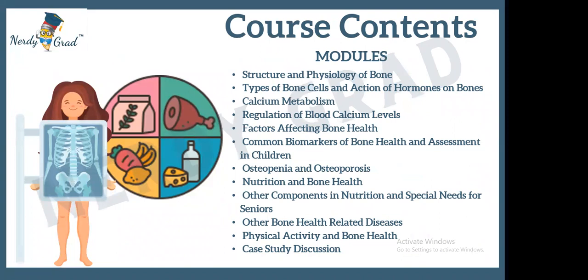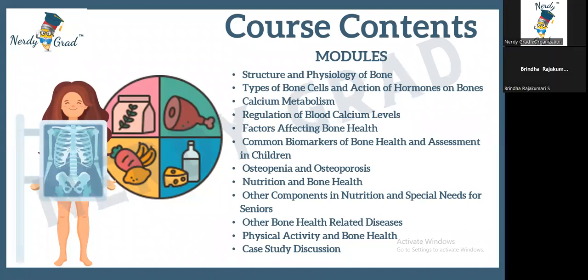So first, we'll be dealing with the 12 modules. The 12 modules in the course include structure and physiology of bone, types of bone cells and action of hormones on bones, calcium metabolism, regulation of blood calcium levels, factors affecting bone health, common biomarkers of bone health and assessment in children, osteopenia and osteoporosis, nutrition and bone health, other components in nutrition and special needs for seniors, other bone health related diseases, physical activity and bone health, and the final module will be case study discussion.